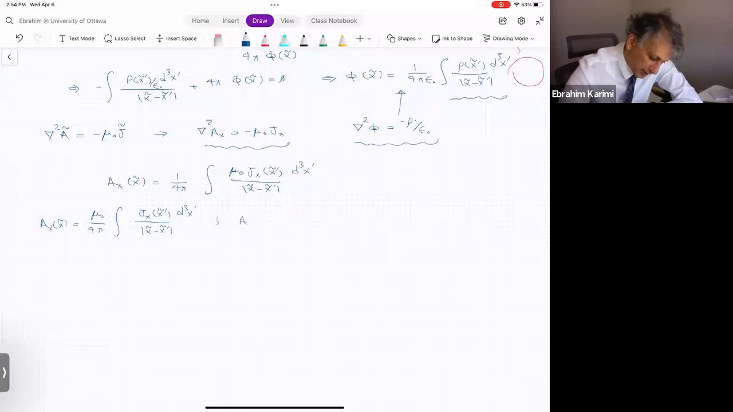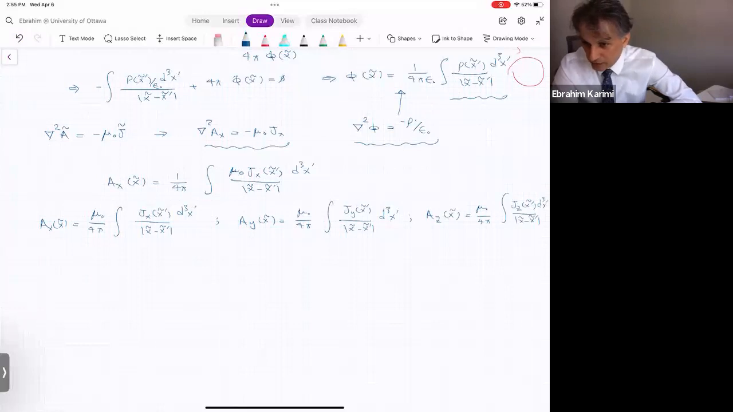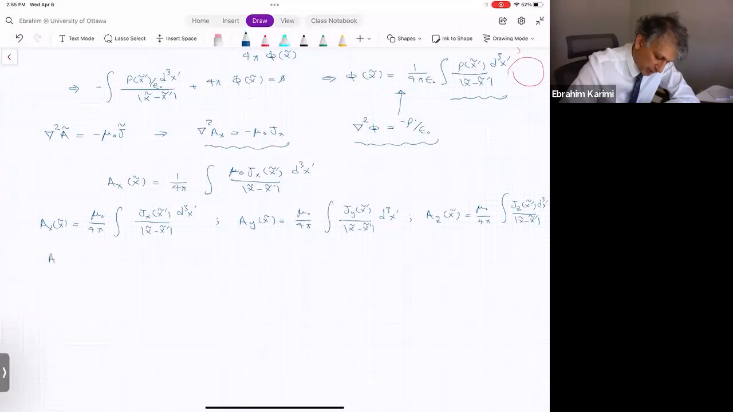So therefore, what I will get is that A_y of x also is equal to μ0 divided by 4π integral of J_y of x prime divided by |x minus x prime| d³x prime, and A_z of x is equal to μ0 divided by 4π integral of J_z of x prime d³x prime divided by |x minus x prime|. These are the three components of the A. You can combine them together, and what you will get is A of x is equal to μ0 divided by 4π integral of J of x prime divided by |x minus x prime| d³x prime.